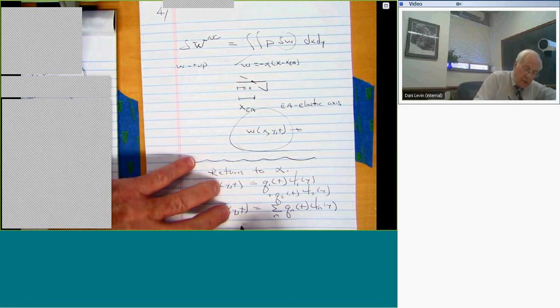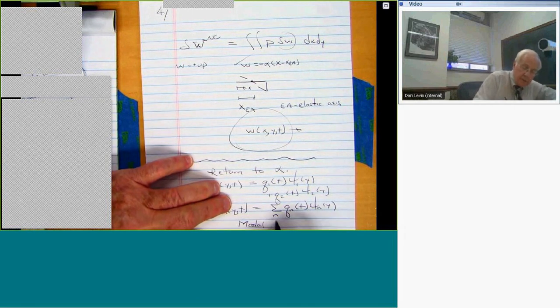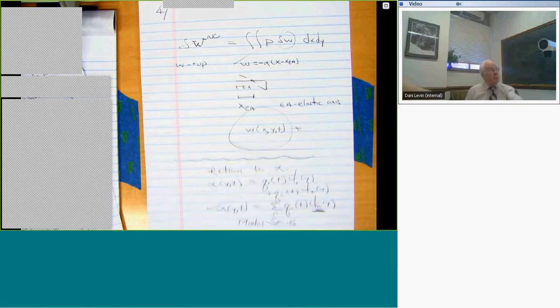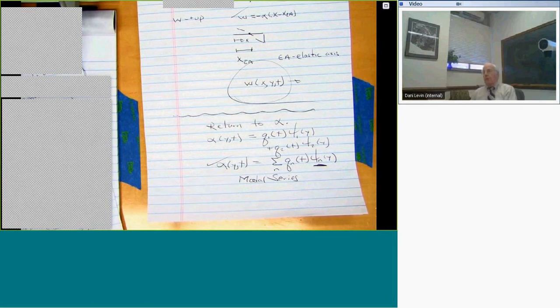This is usually called a modal series, where these are the modes. Now, where do those modes come from? Where do those modes come from? Well, divine insight, a finite element code. They come from looking at a simpler structural model than the one of real interest to me, but for which I can readily find them.